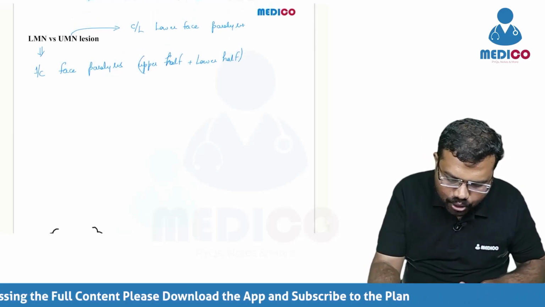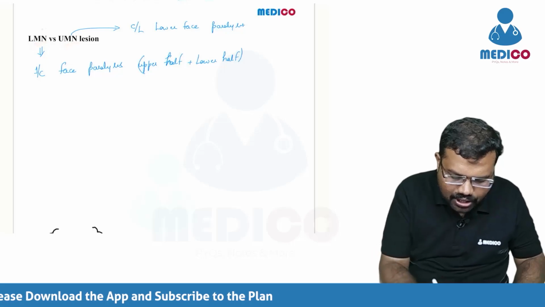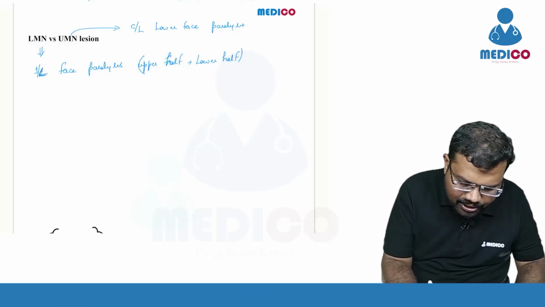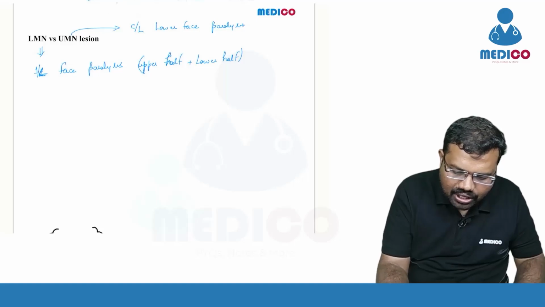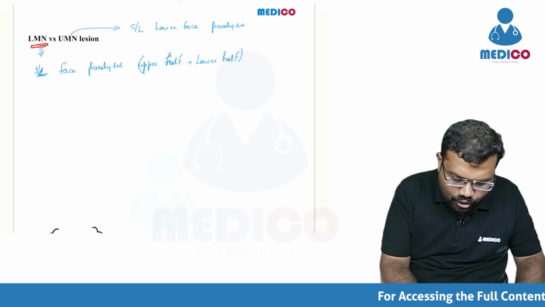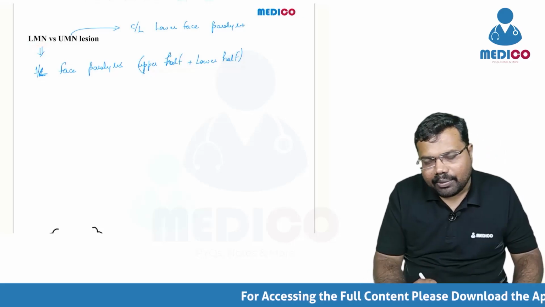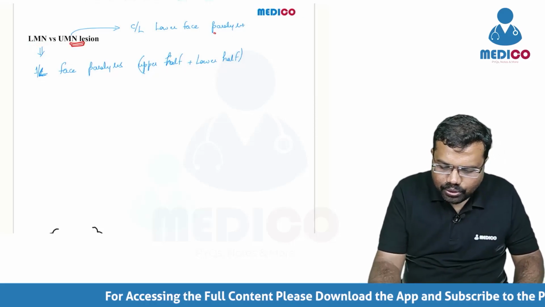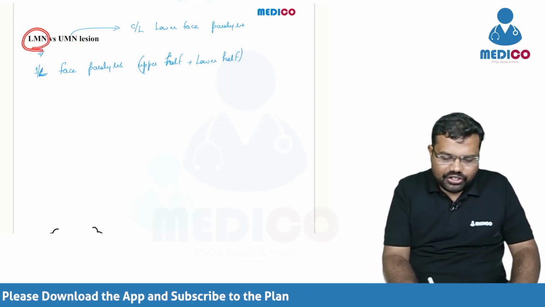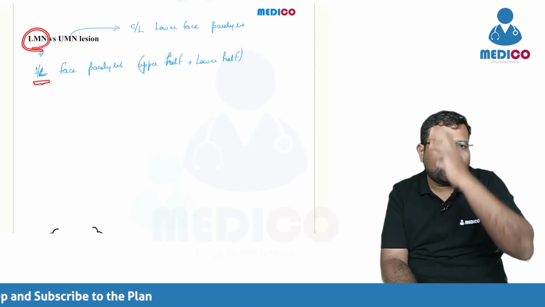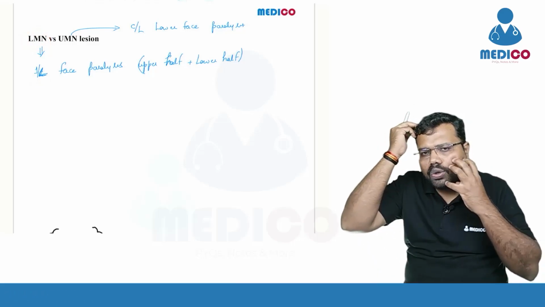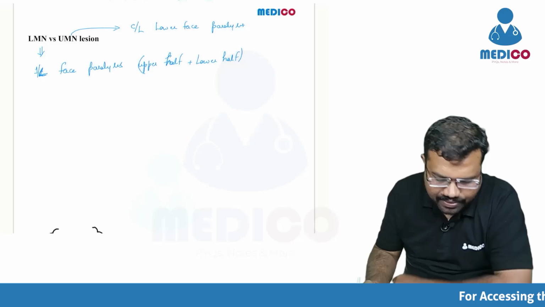So the difference between the lower motor neuron and upper motor neuron is, lower motor neuron lesions are ipsilateral, and upper motor neuron lesions are contralateral. And in case of lower motor neuron lesion, the upper half and lower half will get paralyzed, but in case of upper motor neuron lesion, only the lower half will get paralyzed. So lower motor neuron lesion is ipsilateral face paralysis, both upper half and lower half. But upper motor neuron lesion will lead to contralateral lower half paralysis of the face.